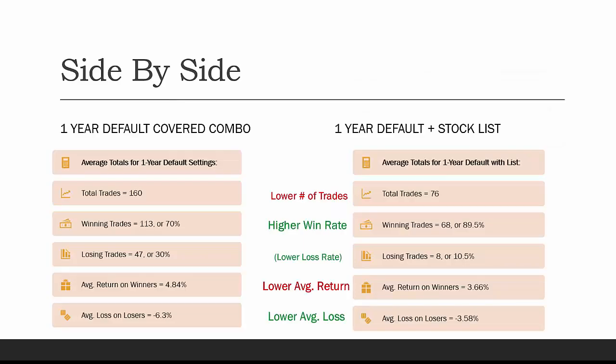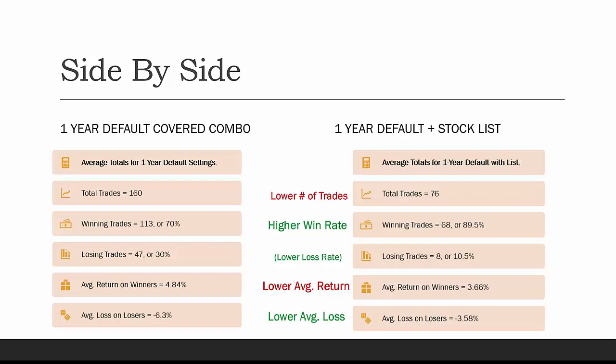The side-by-side comparison. On the left are 1-year default covered combo numbers. 160 total trades over the course of that year, August 2020 to August 2021. 70% of those 160 trades were winning trades, and 30% were losing trades. Average return on winners, about 4.84%, and the average loss on the losers was minus 6.3%.